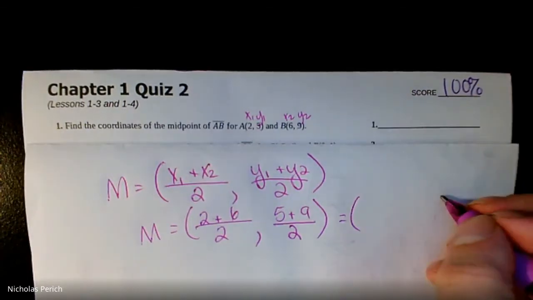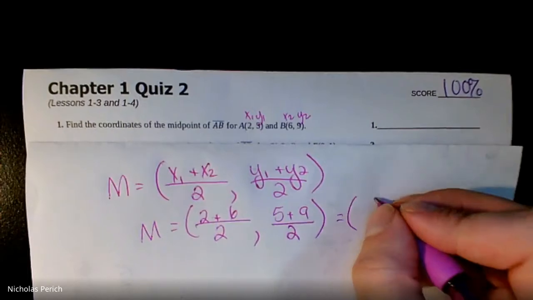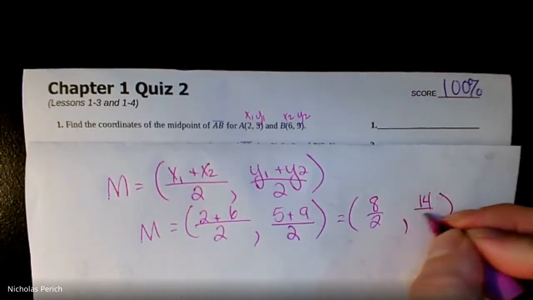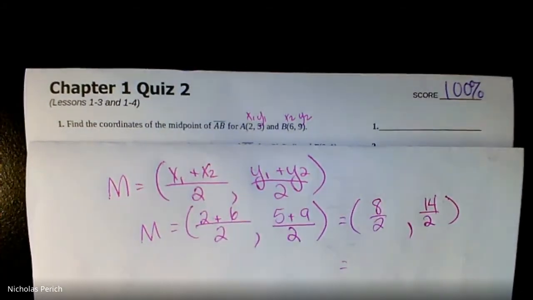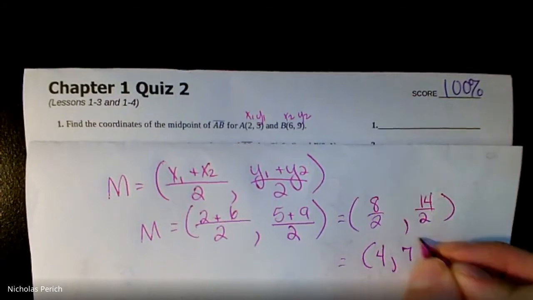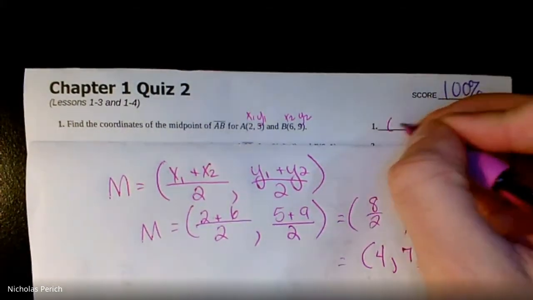By the way, if anybody wants to work ahead and write out their answer in point form, that's fine. 2 plus 6 is 8. 5 plus 9 is 14. That gives me the coordinate of the point (4, 7), which, bruh, I agree.